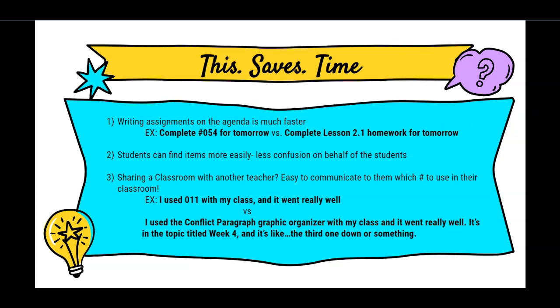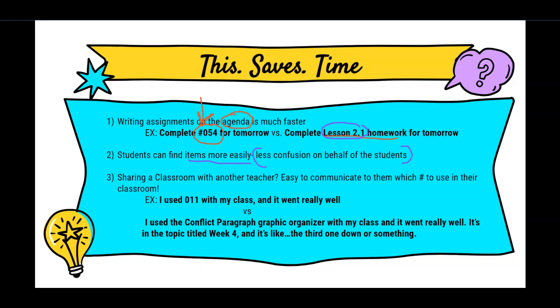I promise you. The big reason is that I always had an agenda on the board, whether I'm handwriting it on my whiteboard or putting it on Google Slides. It's so much faster to say 054 as opposed to lesson 2.1 homework. The students can more easily see that, right? So just visually, okay? Another thing is that students can find it more easily on Classroom. Rather than saying lesson 2.1, they could be looking for a little bit, but if you just say 054, they've found it, right? There's going to be less confusion on behalf of students.